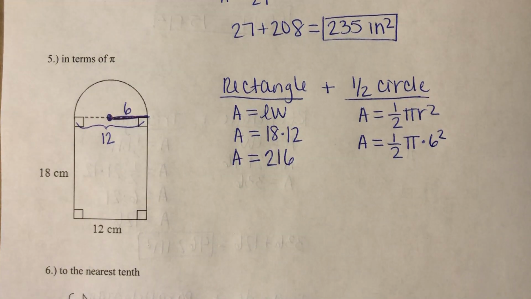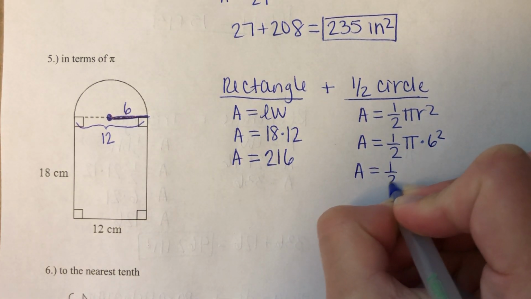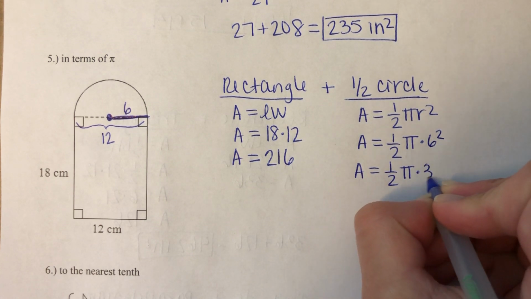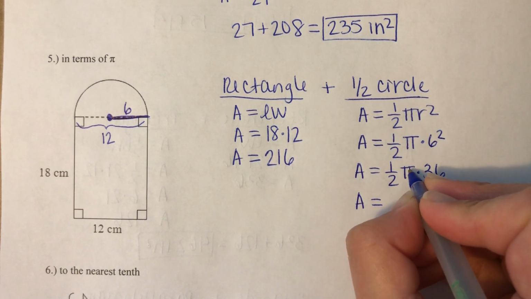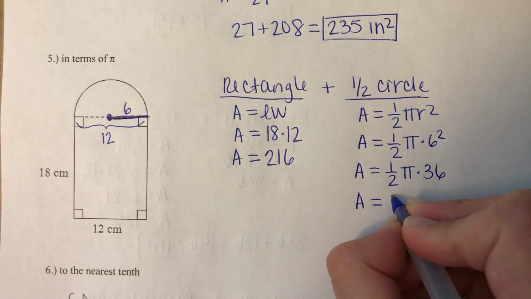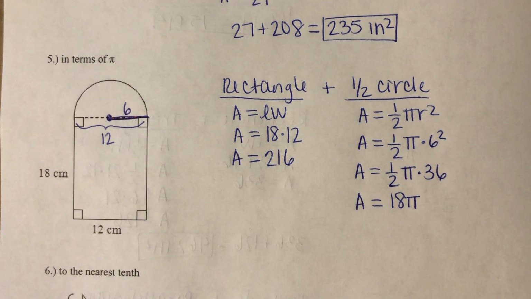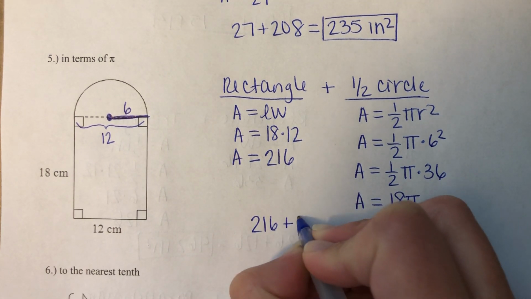And don't forget the squared on it. So I'm going to keep my 1/2. I'm going to keep my pi. 6 times 6 is 36. I don't want to do half a pi, but half of 36 is 18. Keep my pi. All right, now we're gonna add 216 plus 18 pi.